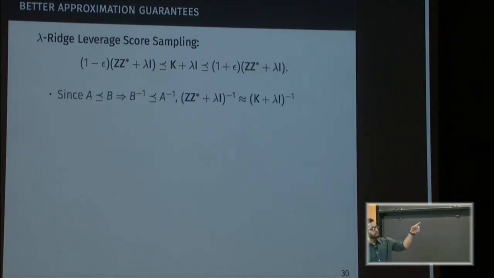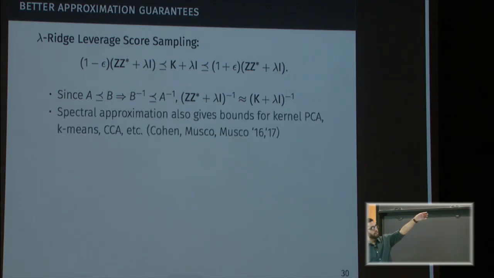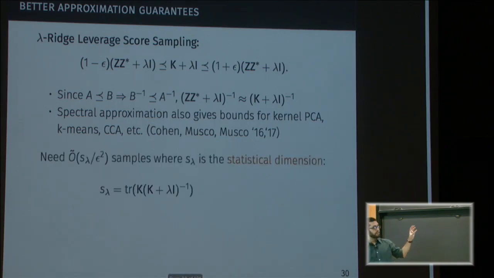I already mentioned this. If I can approximate the matrix in this strong positive semi-definite Loewner ordering, I can approximate its inverse. You can also use bounds like this to get downstream error approximation for k-means clustering, kernel PCA, and other problems. I'm not going to go into those.